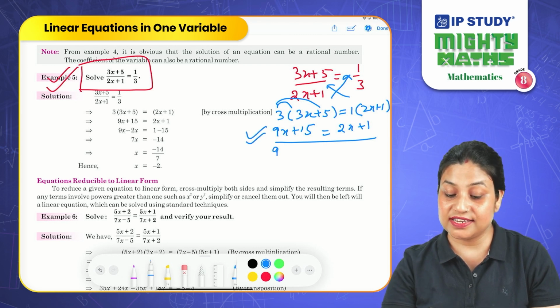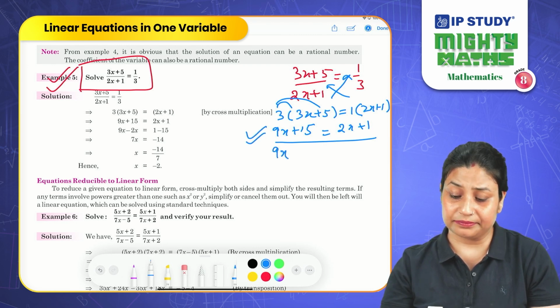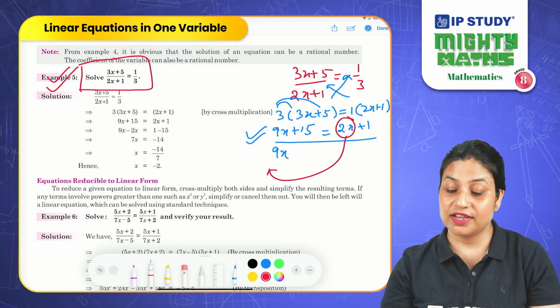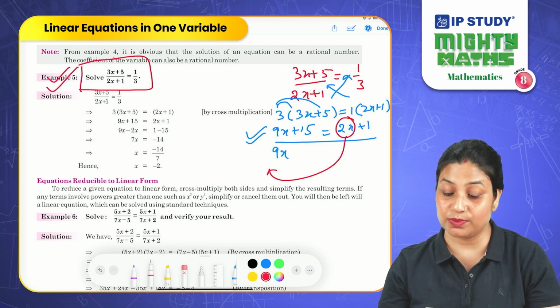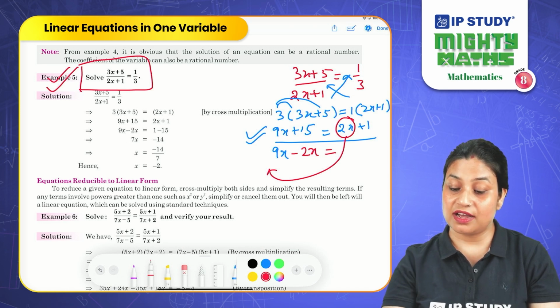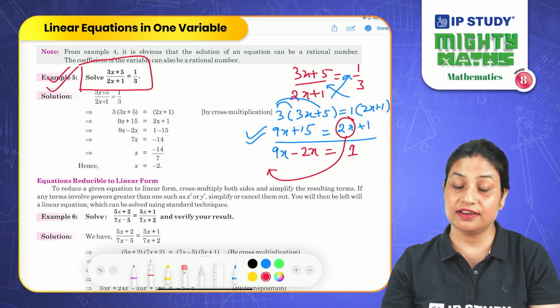So 9x is here, keep it here only. We will take this 2 from this side to this side. So since the 2x is plus over here, it will become minus. So I will write minus 2x, right? Then we have equal to sign, keep it as it is. I'm left with 1 on the right hand side, right?